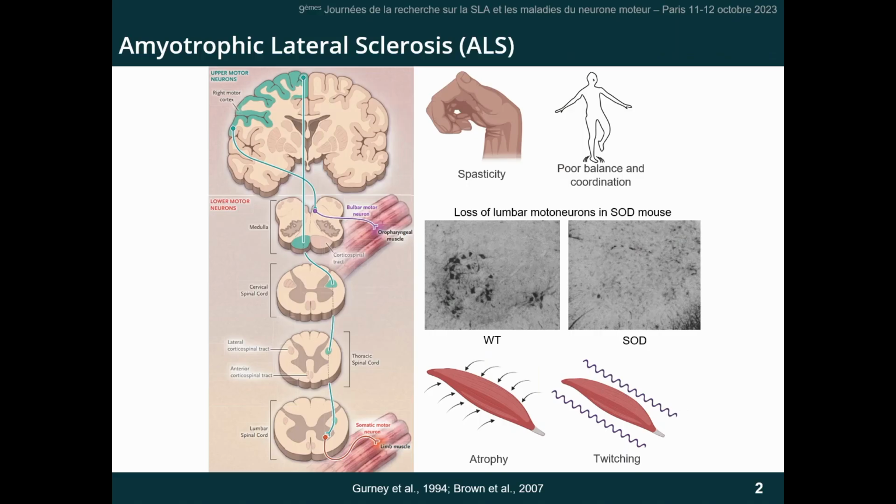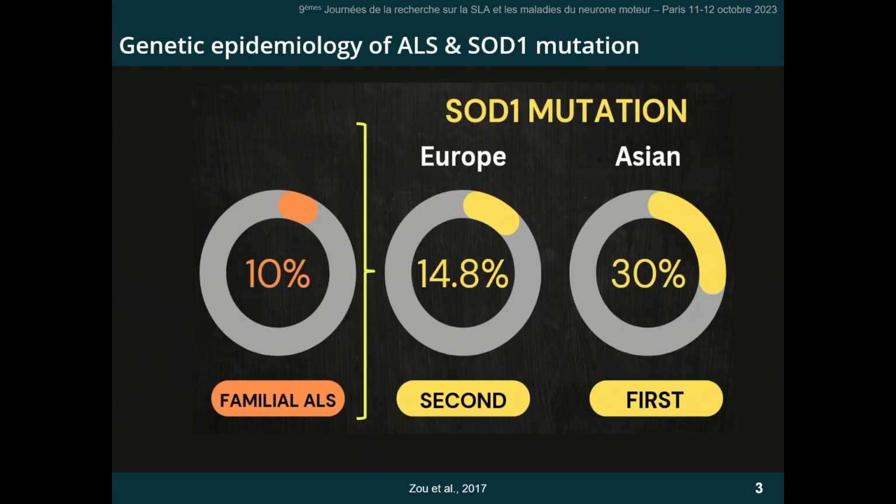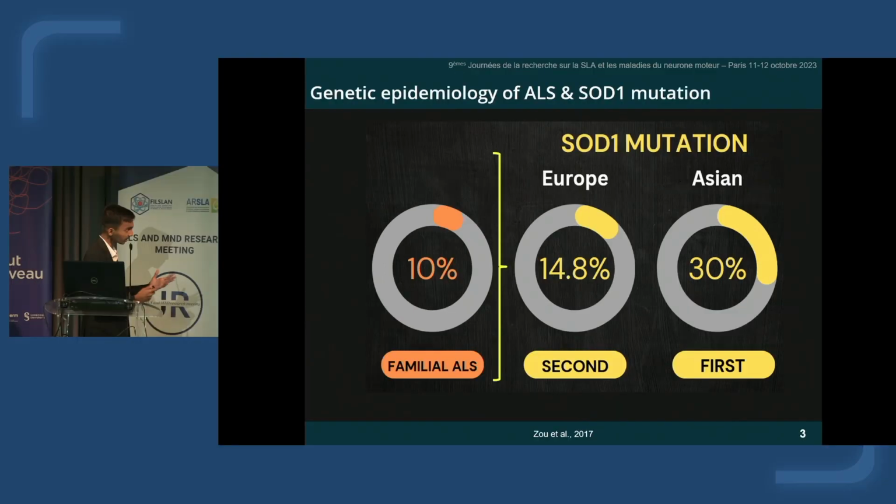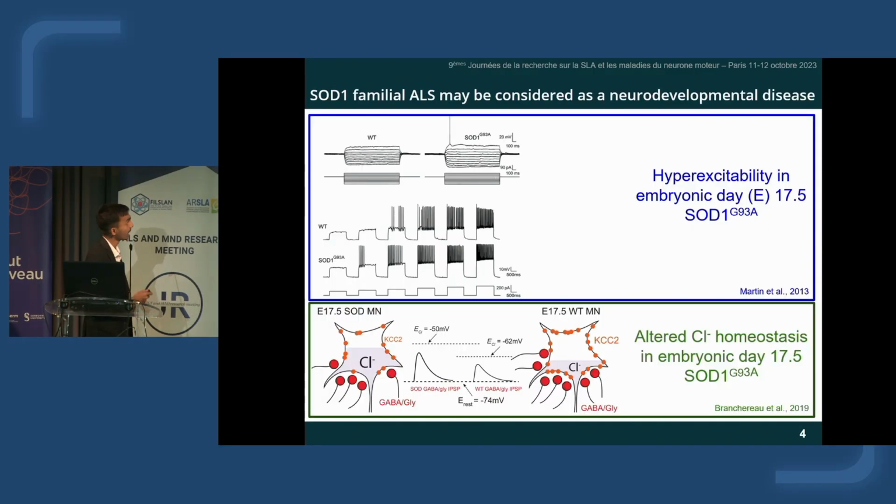As you all might know, amyotrophic lateral sclerosis is a devastating degenerative disease affecting cells in the spinal cord as well as the brain. Looking at the genetic epidemiology of ALS, we find familial ALS to be around 10% of the total proportion of ALS, out of which the SOD1 mutation accounts for the second most prevalent case in the European population, and it is the most prevalent case in the Asian population. These data highlight the importance of looking at SOD1 mutation in the context of ALS.